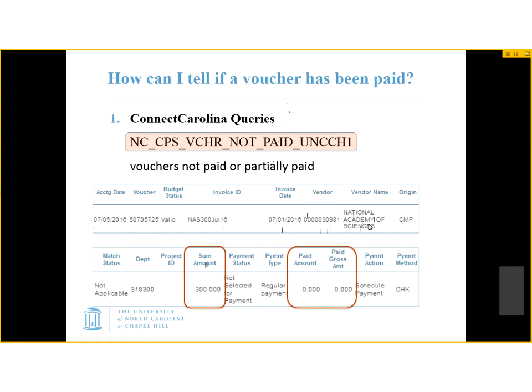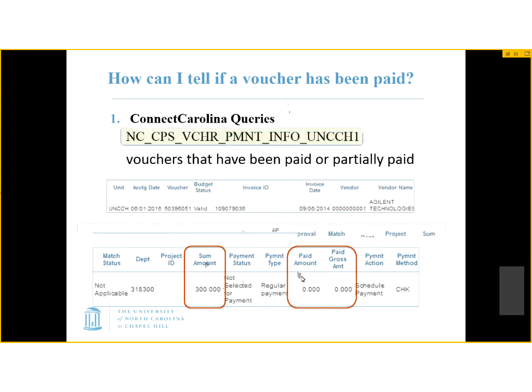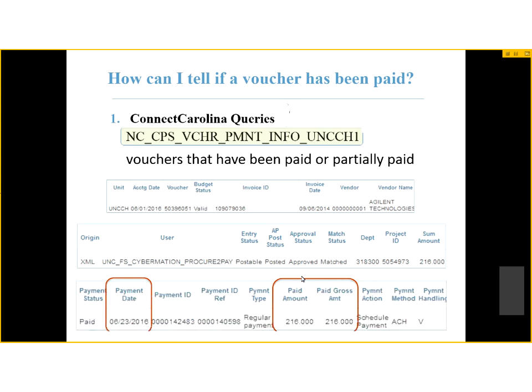We had a payment to the National Academy of Sciences for $300. You can see that in the paid amount and paid gross amount that we're still at zeros. Okay, so that means that it has not been paid. So a quick way to see things that haven't been fully paid in group fashion is to run this query.